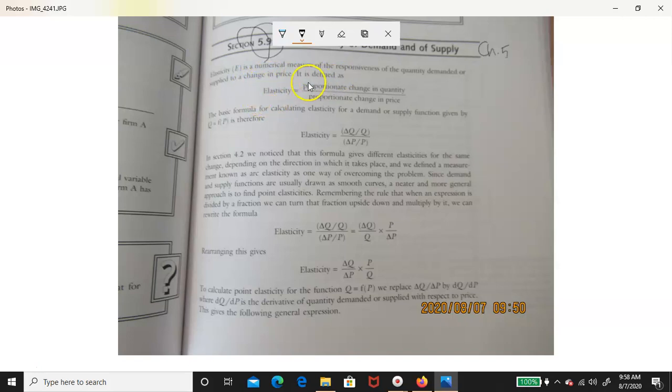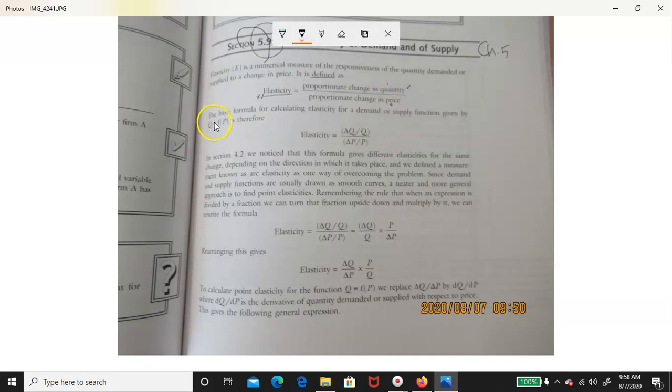So elasticity is defined as what? It is defined as proportionate change in quantity divided by proportionate change in price. In the numerator we have a proportionate change in the variable quantity. In the denominator we also have a proportionate change, which is price, right? This ratio is called elasticity, and this will tell us how much this quantity will change when price changes by 1%.